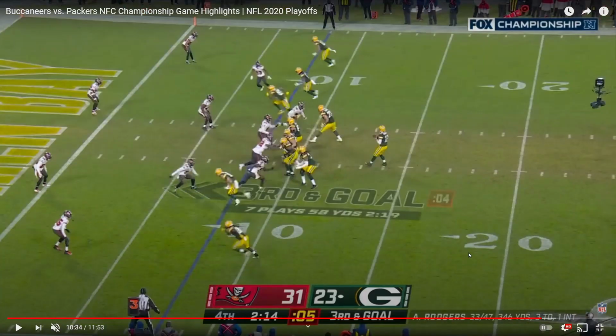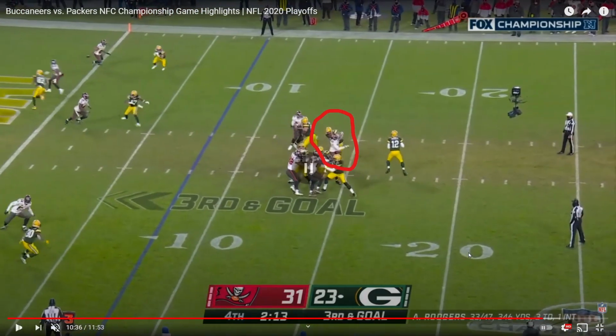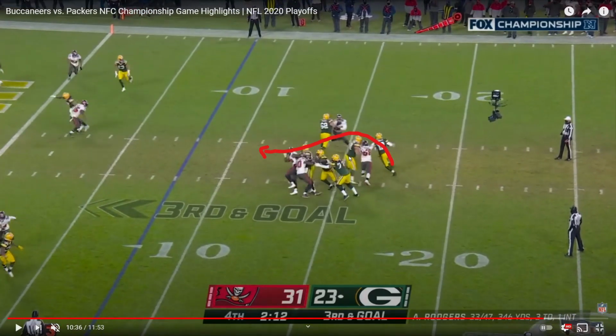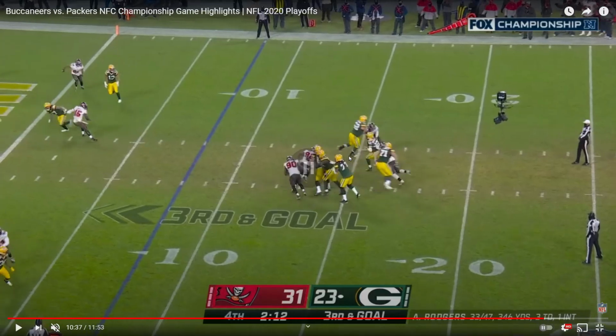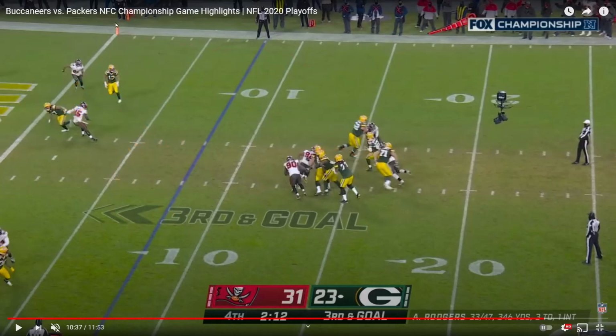So, 3rd and goal. We got Rodgers stepping back. Could have been a holding call there by the right tackle, but not called because they weren't calling anything. He steps through. Now, if he goes inside this guard and then runs towards the pylon, maybe he gets in. Maybe he doesn't, but it's going to be close.